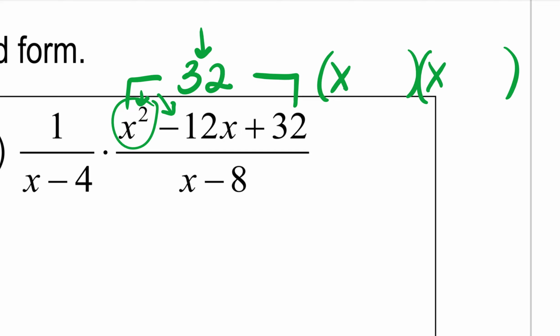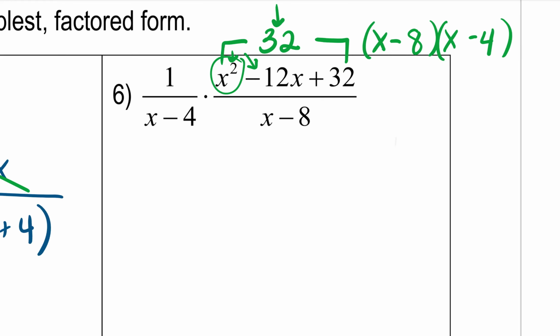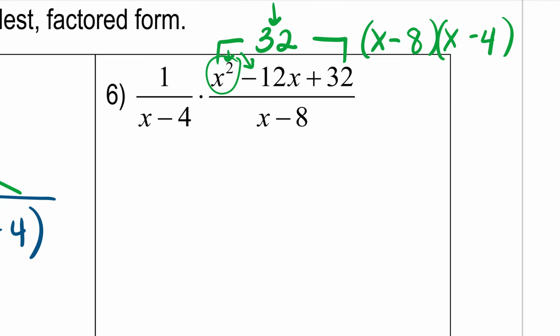Alright, so what numbers multiply to 32 and add to negative 12? That would give me negative 8 and negative 4. Now, because I don't have any numbers in front of x, I cannot reduce. So that would just be my factored form. So now I can go ahead and write the rest of my stuff here. So I have 1 over x minus 4. That one, I can't do anything to that one.